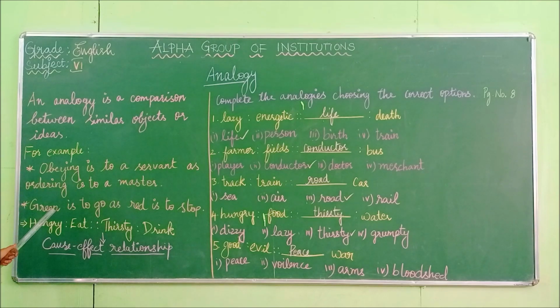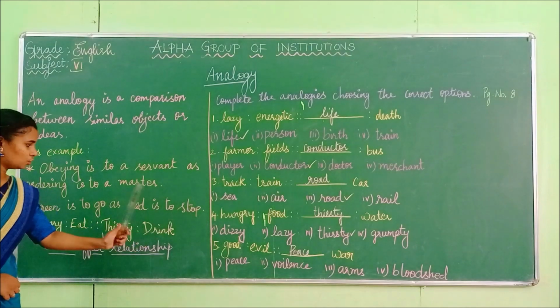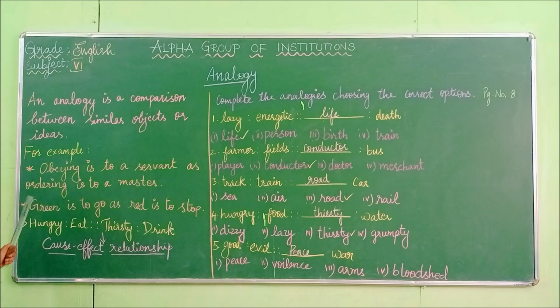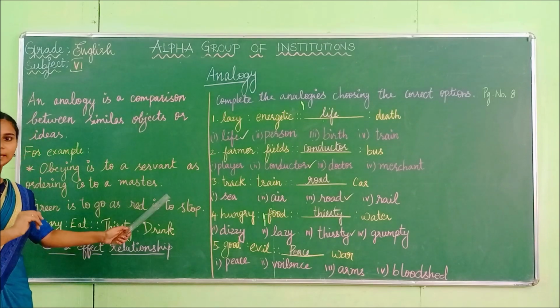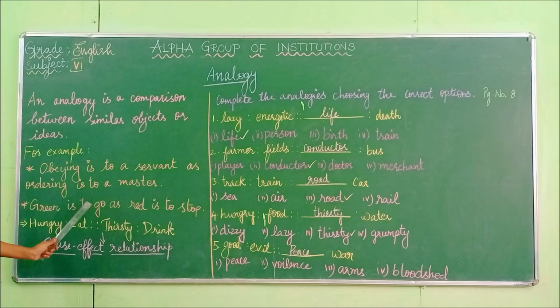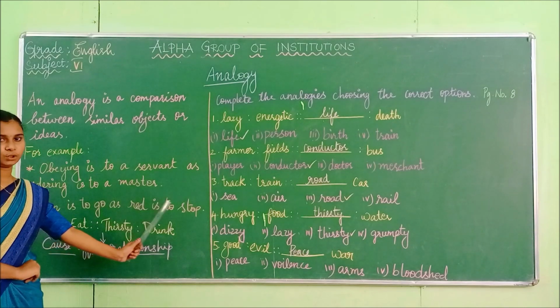And next we have got green is to go as red is to stop. If you see the traffic signal, green is to go. This green symbol indicates go and the red symbol indicates stop. So these two words are interrelated. Green, go and red, stop.